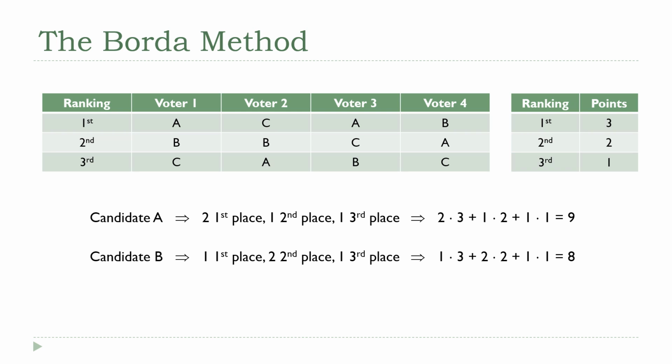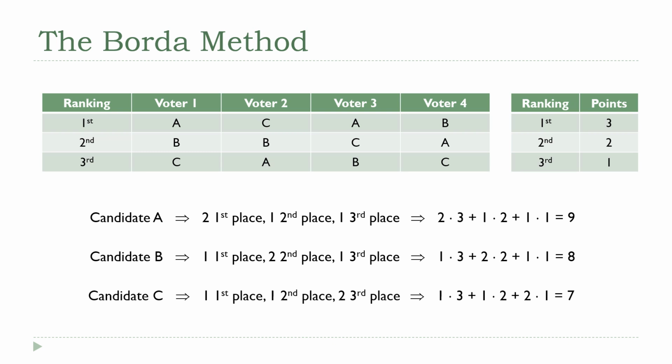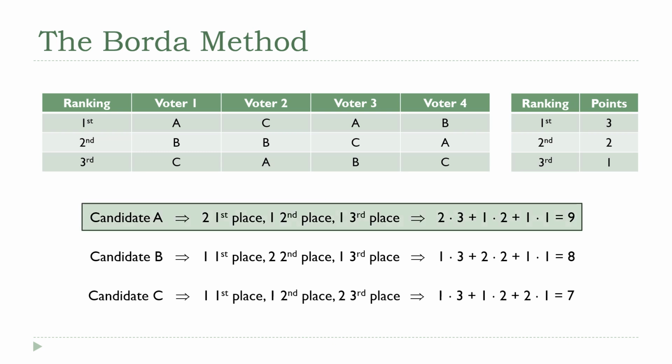And finally, you can pause if you like, or if you want to work through candidate C on your own, see if you can come up with that result and compare it to mine. Candidate C was kind of the reverse of candidate A, right? 1 first, 1 second, and 2 thirds, for a total of 7 points. Okay, so who wins? Well, candidate A. Candidate A ended up with the most points, so they are the winner of the election.